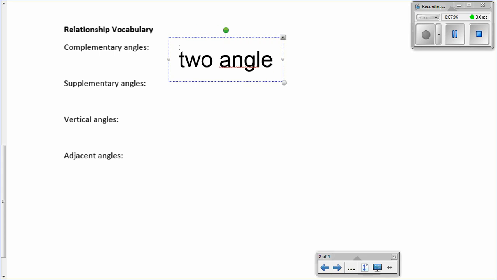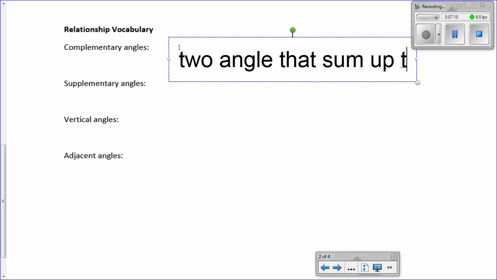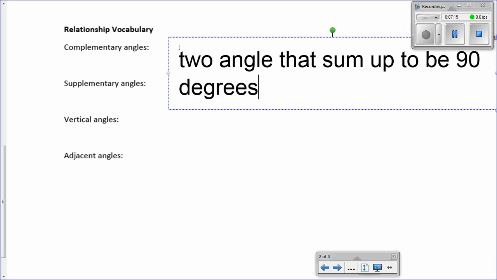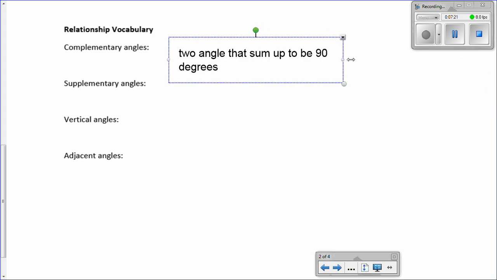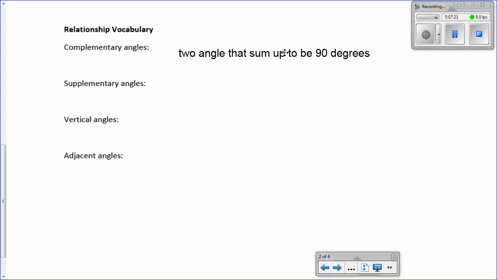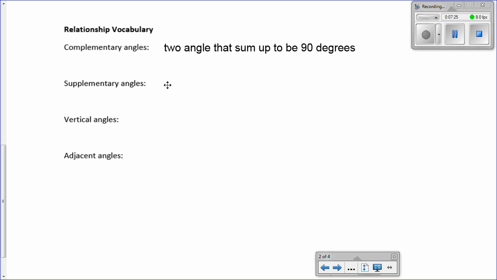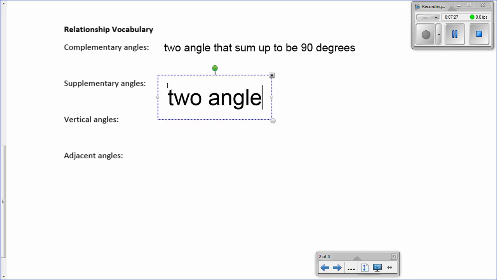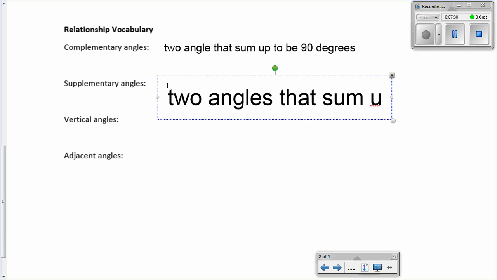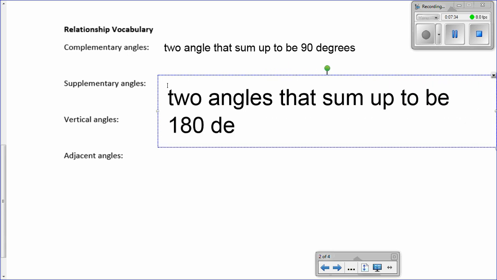Complementary angles are two angles that sum up to be 90 degrees. Basically, their measures, if you add them together, give you 90 degrees. That's all complementary angles are. Okay? Supplementary angles are two angles that sum up to be 180 degrees.